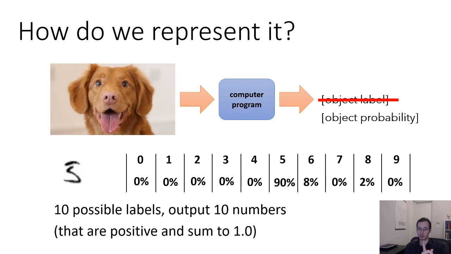And these numbers have to be positive, and they have to sum up to 1 in order to be valid probabilities. So we can't just choose any computer program that just outputs 10 numbers. We have to somehow get them to be positive and to sum to 1. So that's the first challenge that we're going to deal with.